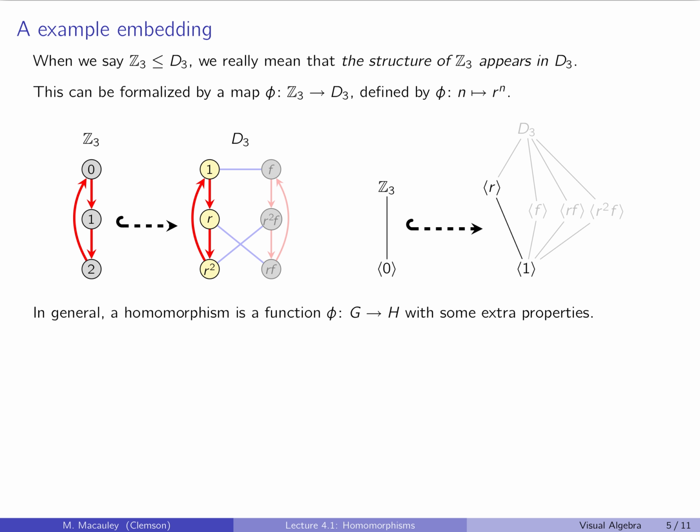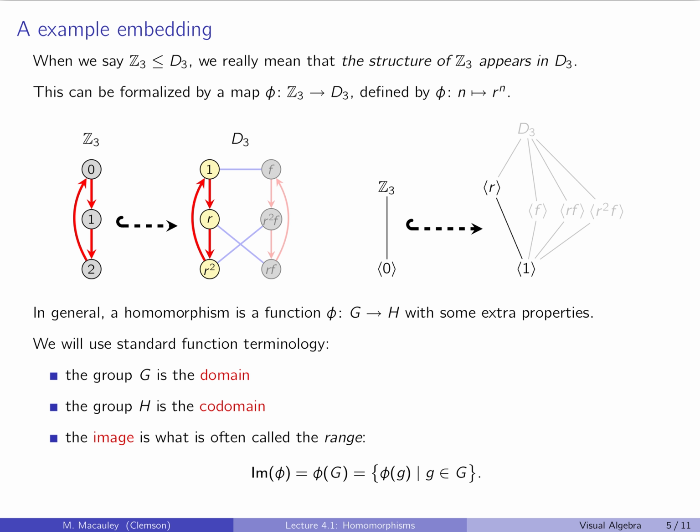In general, a homomorphism is a function phi from a group G to another group H with some extra properties. We will use standard function terminology. So in this case, we will call the group G the domain. We will call H the codomain. And the image is what is often called the range, like in a calculus class. So we write that the image of phi is just phi of G, which is the set of elements of the form phi of little g, where little g is in the group itself.